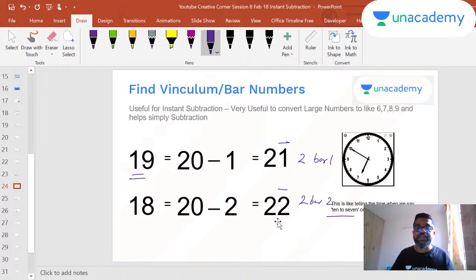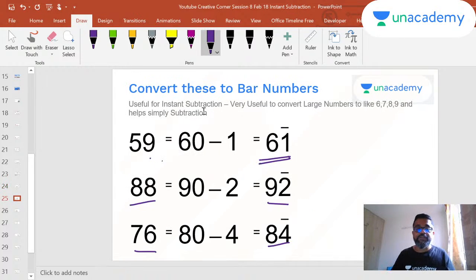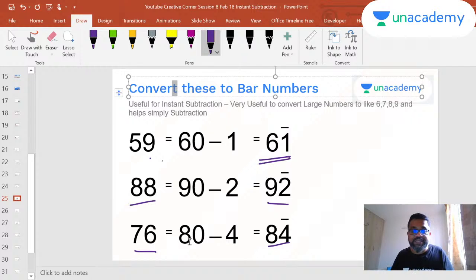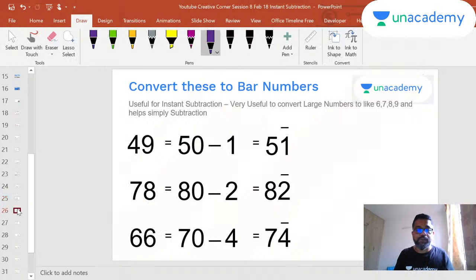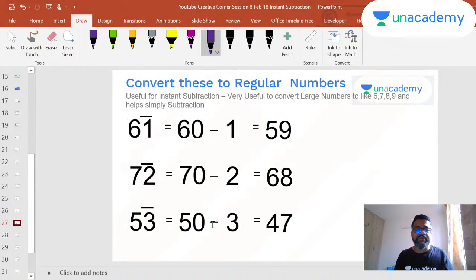18, I represent it as 2 bar 2. 59, I represent it as 6 bar 1. 88 is 90 minus 2, 9 bar 2. 76 is 80 minus 4, 8 bar 4. So let's get to the next slide now. This was just a quick exercise, but I'm just repeating the same thing. 49 is 50 minus 1, 5 bar 1. 78 is 80 minus 2, 8 bar 2. 66 is 70 minus 4, 7 bar 4.